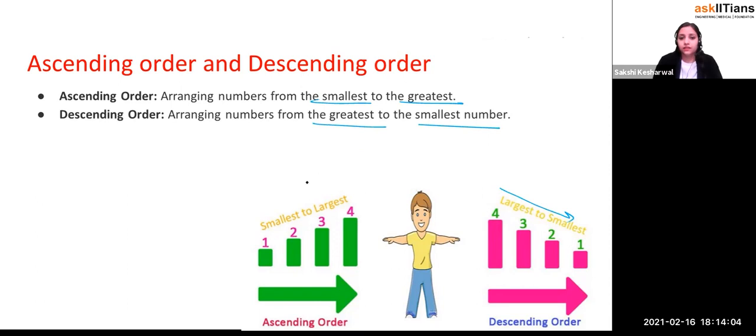This is descending, and this is ascending: you're going from smallest to largest. It means what? Smallest to largest. The arrow will be like this, smallest to largest. It is what, beta? Ascending order, right?